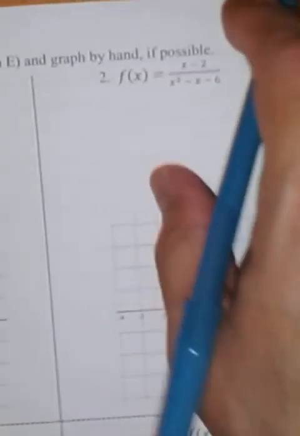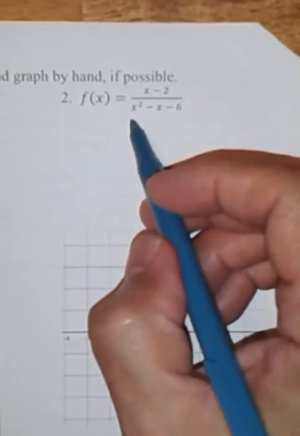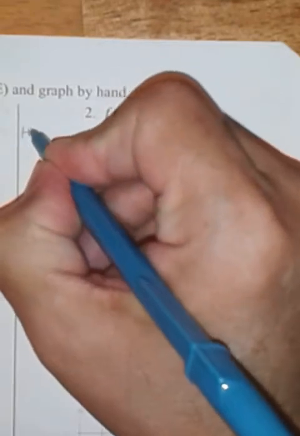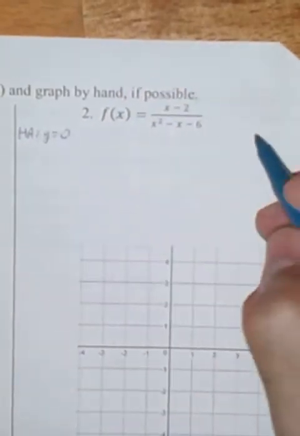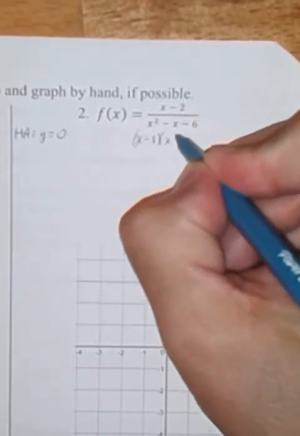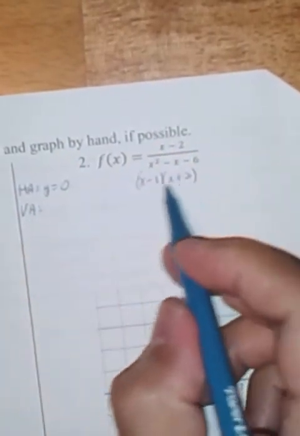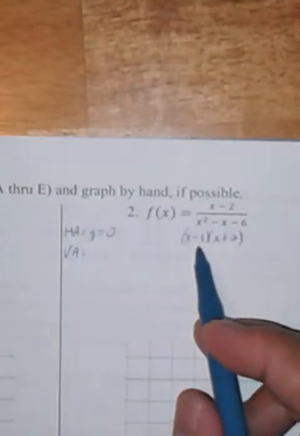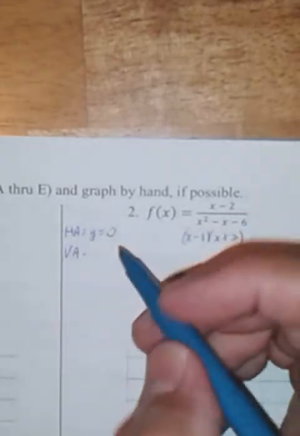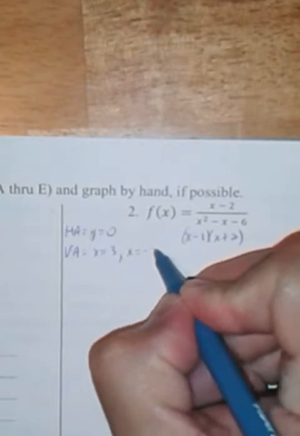Okay. So let's check to see what this has. Because the degree of the top is smaller than the degree of the bottom, the horizontal asymptote is y equals 0. Let me factor this. So this is x minus 3 times x plus 2. And this just makes it easier to find the vertical asymptotes. So the zeros are x equals 3 and x equals negative 2, and that gives us the vertical asymptotes. x equals 3 and x equals negative 2.